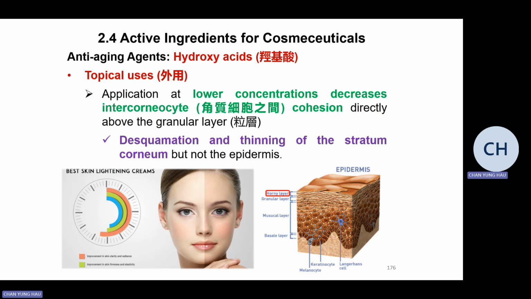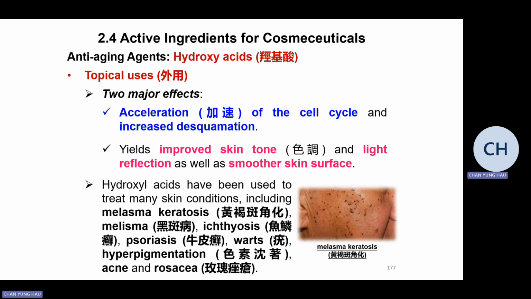Application with lower concentration will decrease the intercorneocyte cohesion directly above the granular layer. So that's right, desquamation and thinning of the stratum corneum, but not the epidermis. So remember, two major effects for use of AHA. The first one is that it enhances the cell cycle and increases the desquamation as I have told you, and it also causes improved skin tone and light reflection as well as smoother skin surfaces.